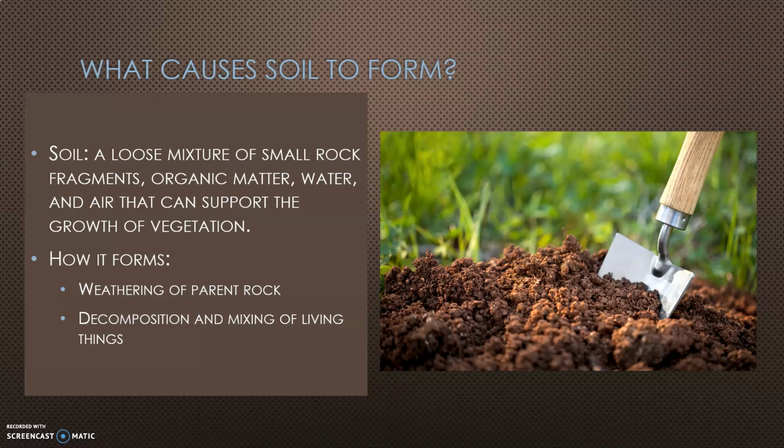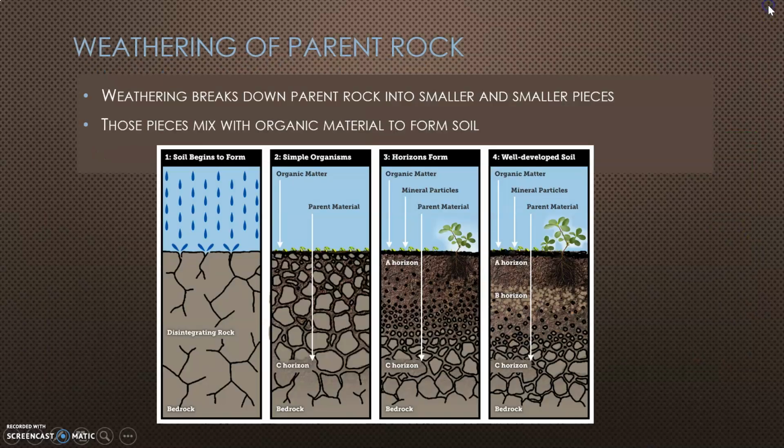Soil by definition is a loose mixture of small rock fragments, organic matter, water, and air that can support the growth of vegetation. And it forms by the weathering of parent rock and the decomposition and mixing of living things. So, weathering of parent rock.